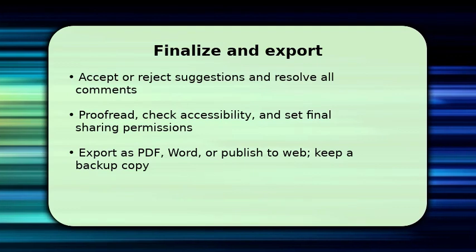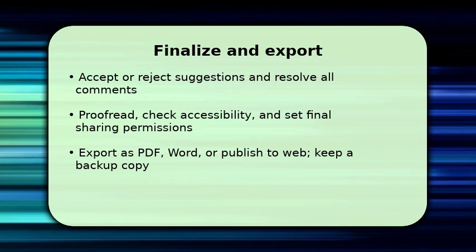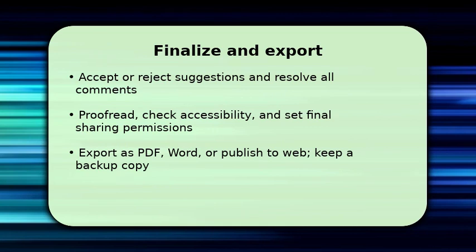Do a final proofread and use accessibility settings to add alt text for images. This ensures wider readability. Change sharing to view only for distribution, or export to PDF or Word if recipients need fixed formatting. If something goes wrong, revert to a previous version in version history.